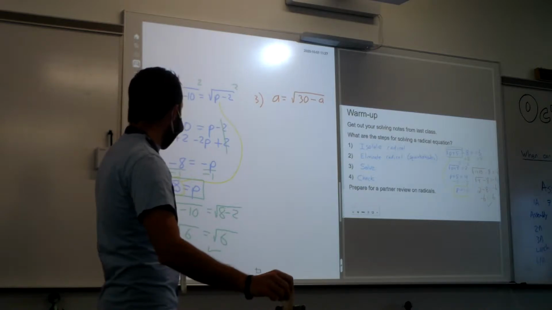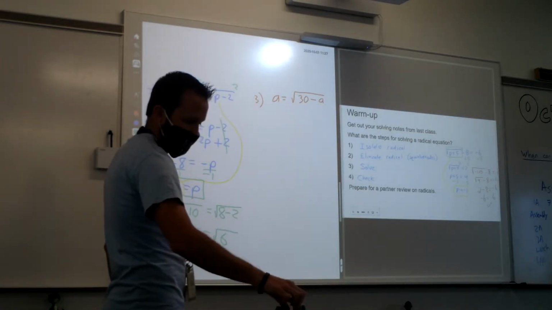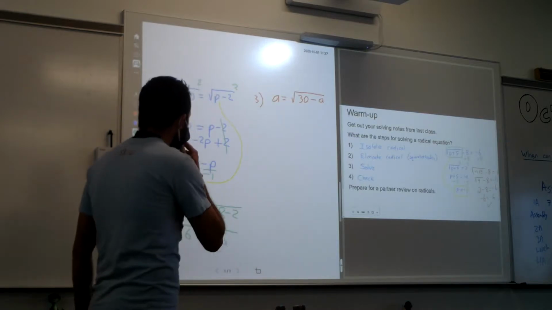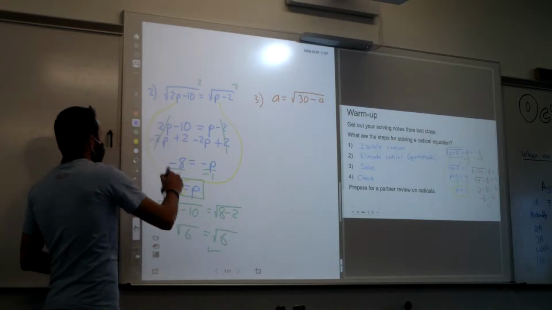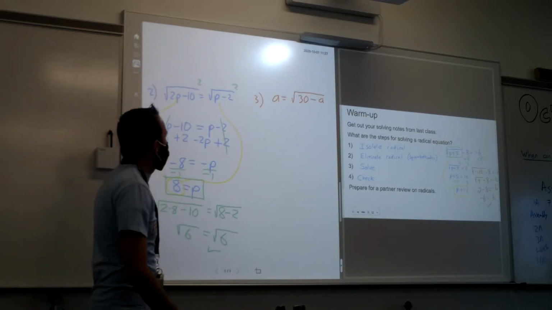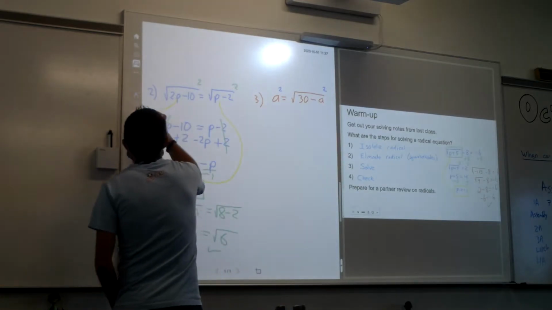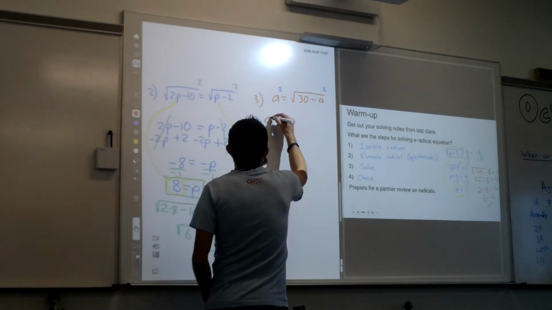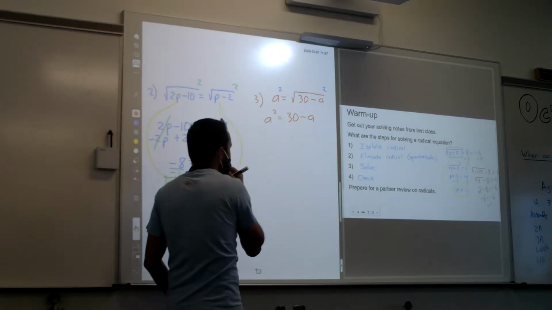Let's go to this next one here. We're going to follow those same 4 steps. This time we're going to get some help from Caleb. Caleb, is our radical already isolated? Yes. Cool, so then what do we do? You square both sides. Square and square. So when I do, I'm going to get a squared is equal to 30 minus a. And boom, the radical is gone.